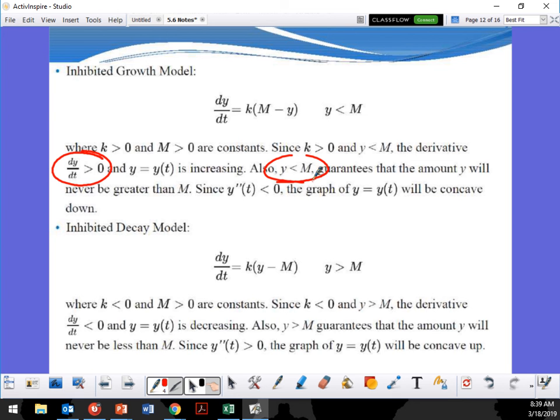be concave down. All right, now throw up those gang signs. Let me see concave down. Concave down, right? So this is the shape of the graph. It's not going to go up, it's got to go down, up to some asymptote, which is going to be the carrying capacity. So that is inhibited growth and inhibited decay.